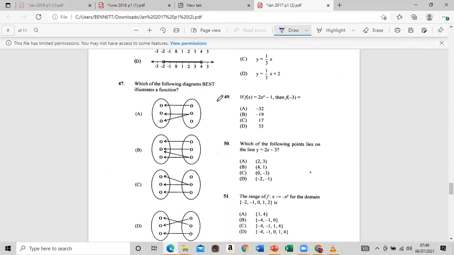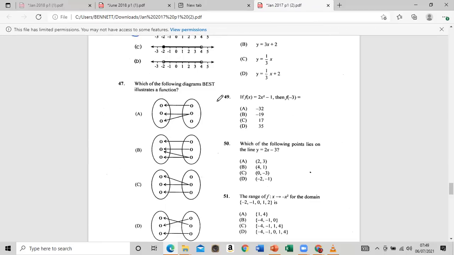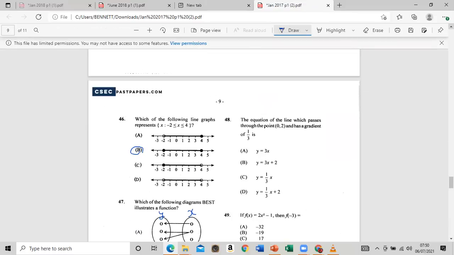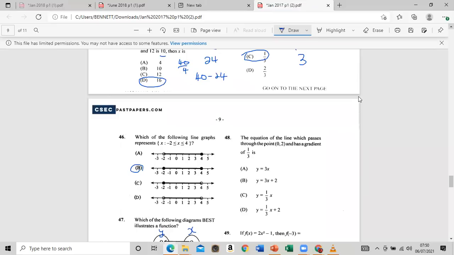Which of the following diagrams best illustrates a function? So we know which way we are coming from, right? These are the X this time. They turn it around. They might try to check, but they can't. Now we are looking for 1 x going to 1 y. And that's D. See here? 1 x maps onto 1 y.